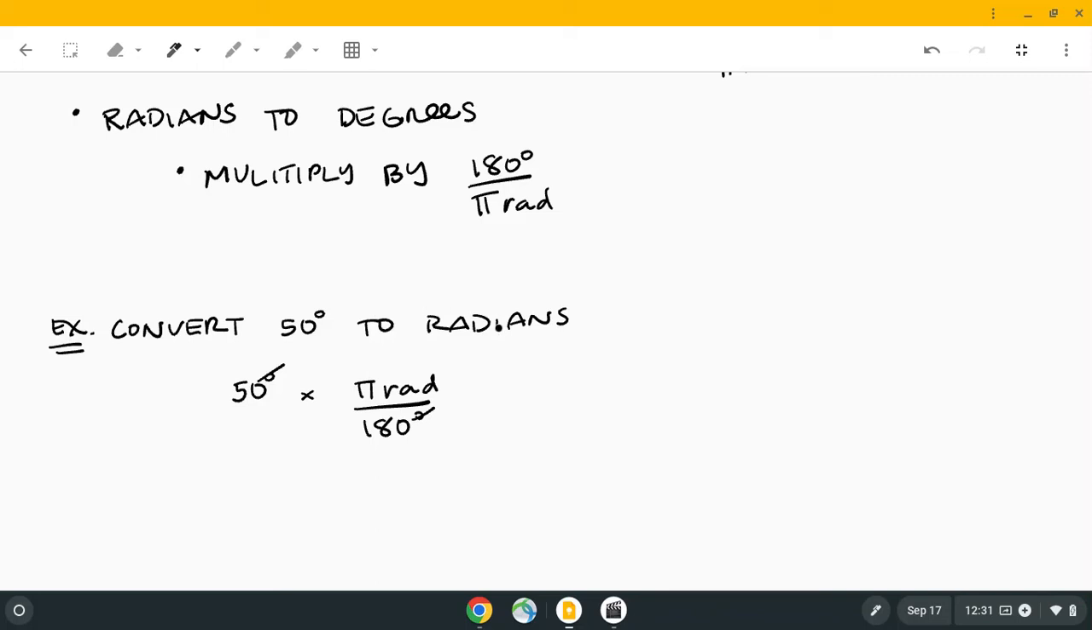Convert 50 degrees to radians. There's more than just the degrees that cancel here, so that's kind of nice. They both have 10 in common, so that cancels. So then here we get 5 pi radians over 18.